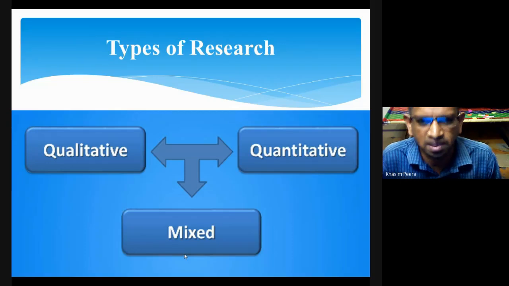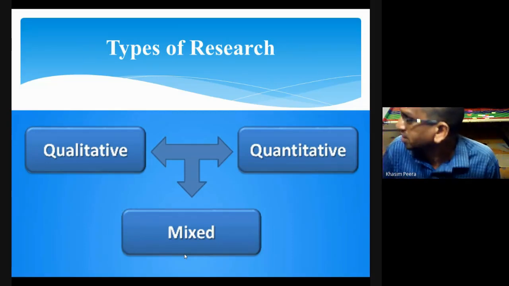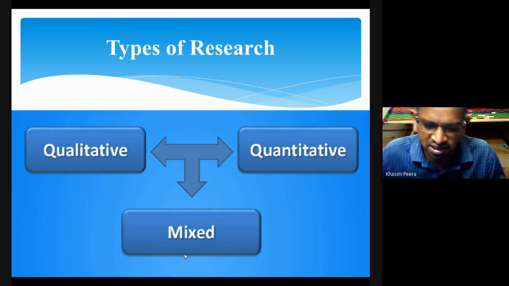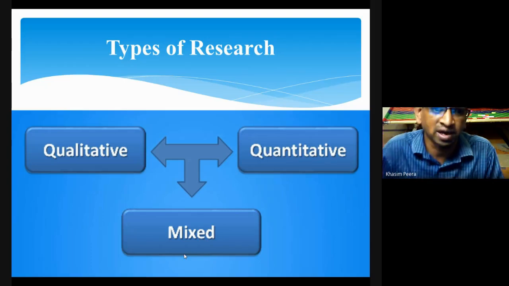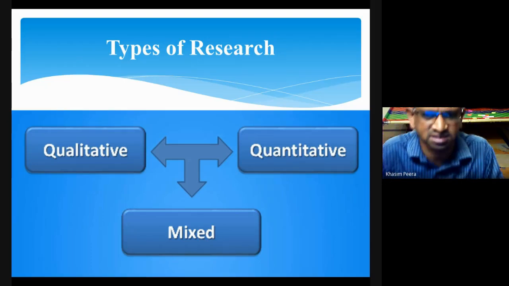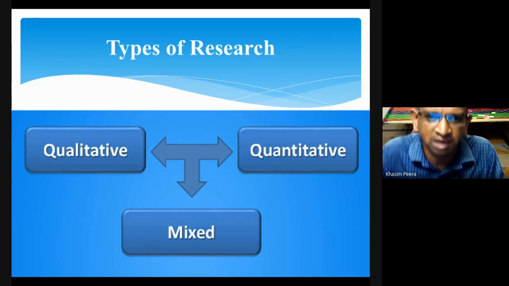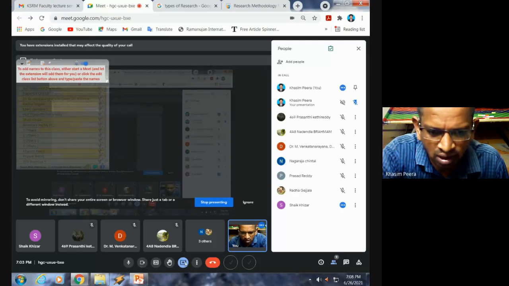Next, the types of research: qualitative and quantitative, and then both mixed. Now, at present, I can explain the qualitative research. First, based on that research, I will find out which topic we can research.